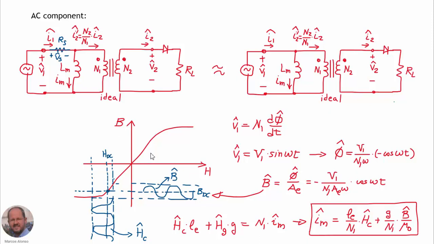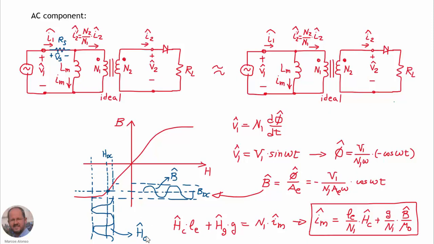If we use the BH curve of the material, the characteristic of the material, then by knowing the DC component and the AC component that we can obtain from this expression, we can obtain from the characteristic the AC component of the magnetic field intensity. So we can see here that because we are operating in the saturation region of the BH curve, the magnetic field intensity is going to be highly distorted. We have a small component here on the positive side and a very big amplitude here on the negative side of the magnetic field intensity.